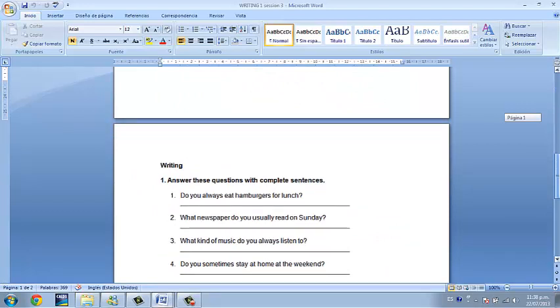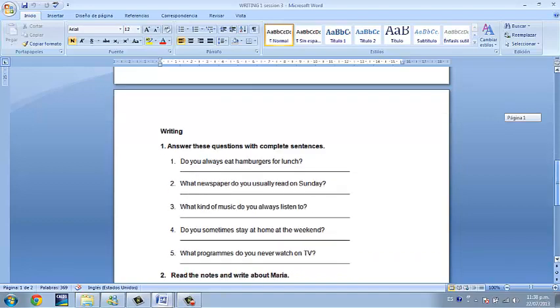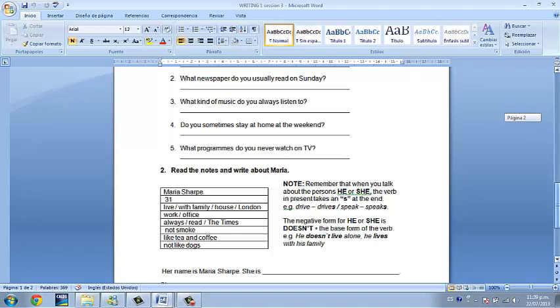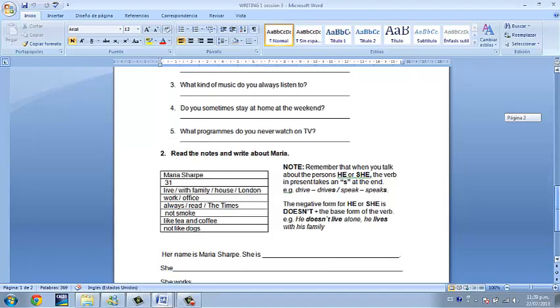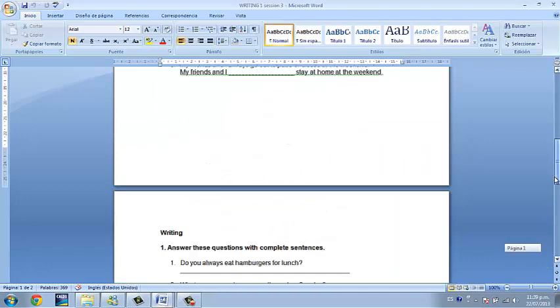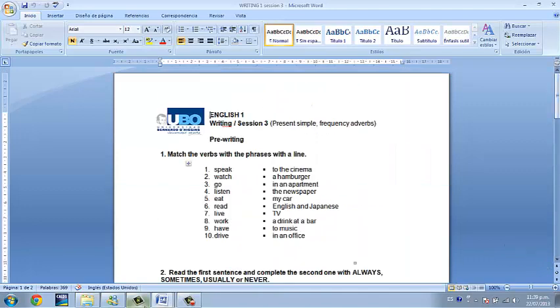They need to answer those questions with complete sentences according to their own information. Here they need to read this and then answer what that person does according to the information given, and that would be writing session 3.